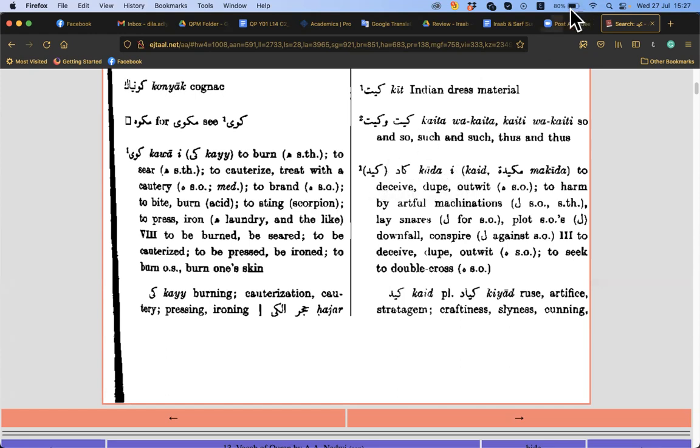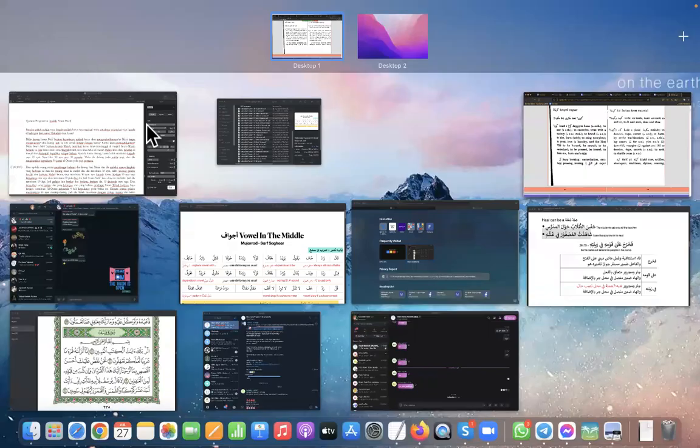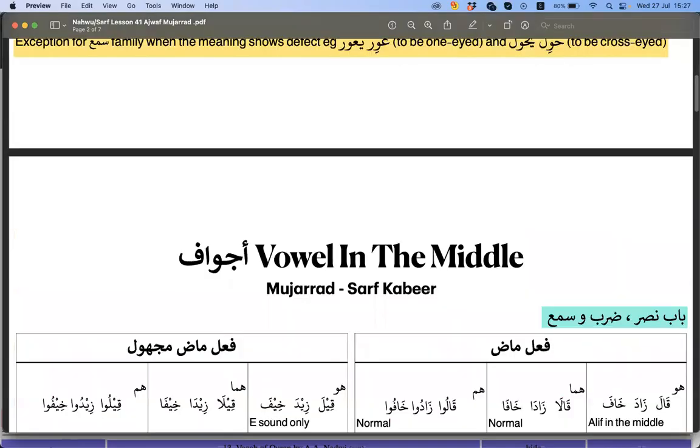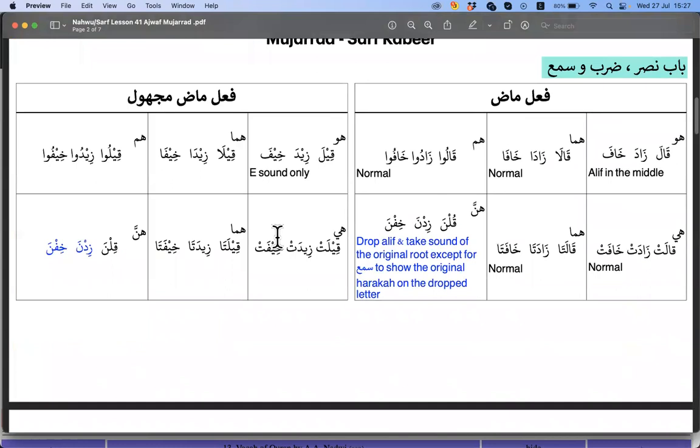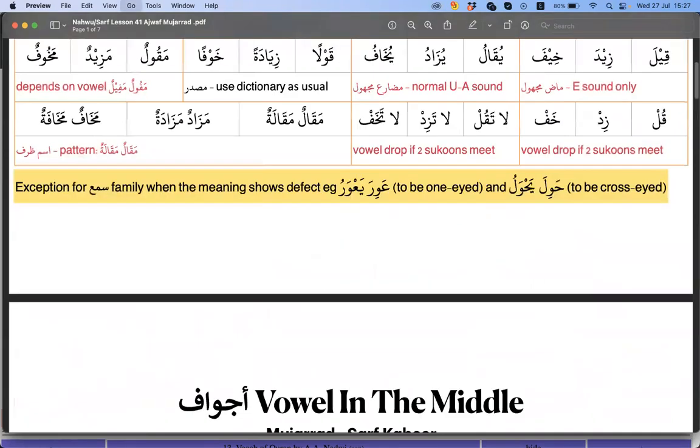So in a way, we also say that it takes the original root letter, the haraka here. Drop the alif, take the sound of the original root letter, except for the Sami'a tribe, a few words like Khofa and so on. The Sami'a family is special: eyed and cross-eyed.